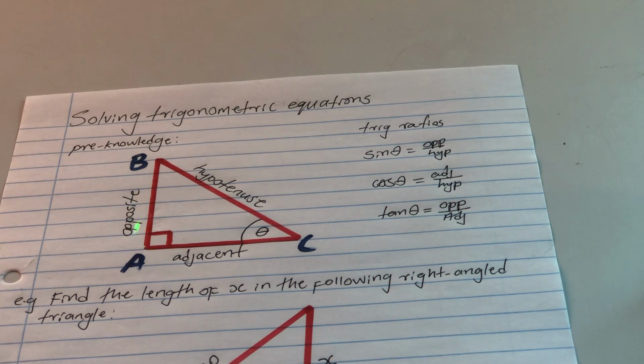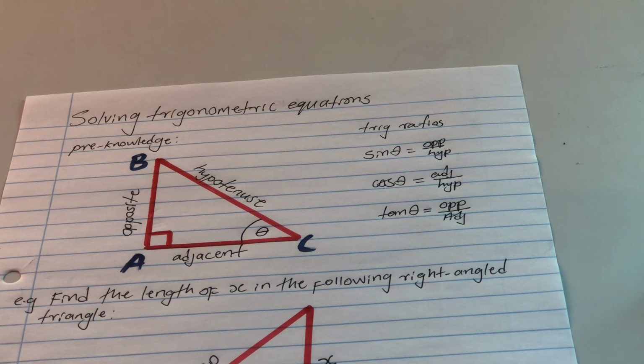This AB here is opposite. Opposite to what? Opposite to angle theta. AC is adjacent. Adjacent to angle theta.